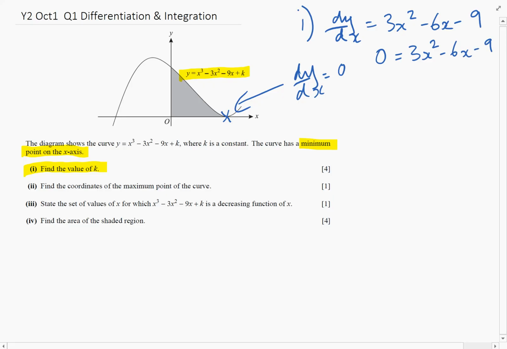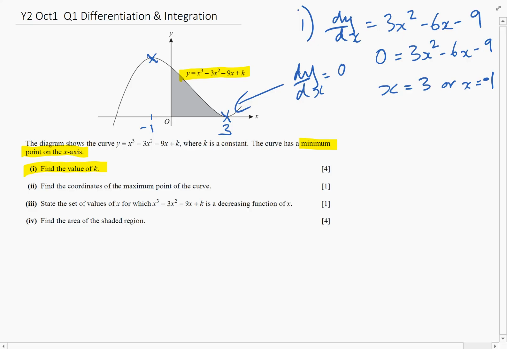Now we could divide by 3, we could then factorize, but I would just use the equation solver on your calculator, and when you do that you're going to get x equals 3 or x equals minus 1. And so this point here must be x equals 3. The minimum point must be x equals 3, and the maximum point must be at minus 1. So this maximum point up here must be where x is minus 1. So just put that on the graph there.